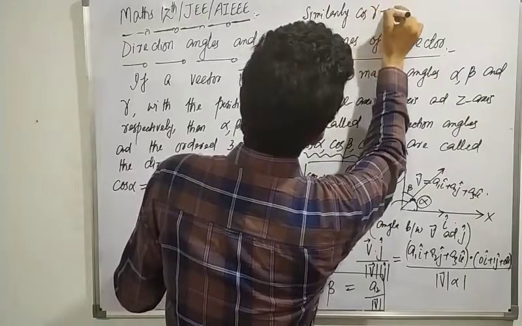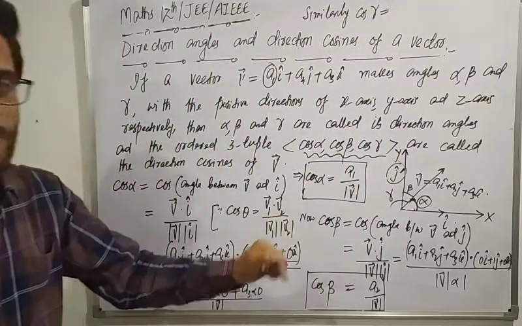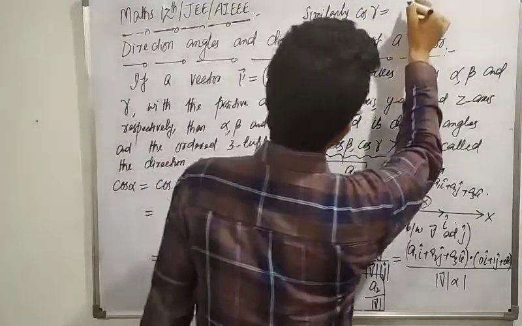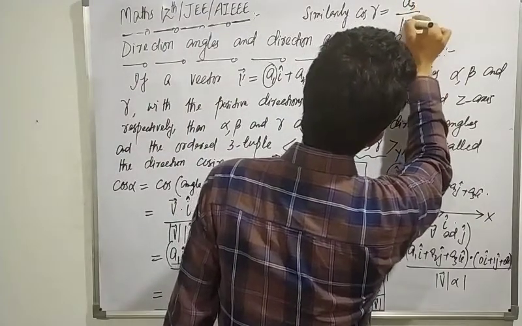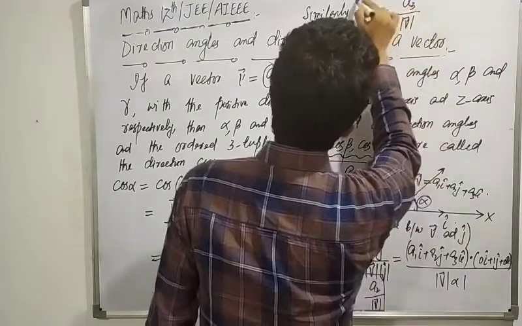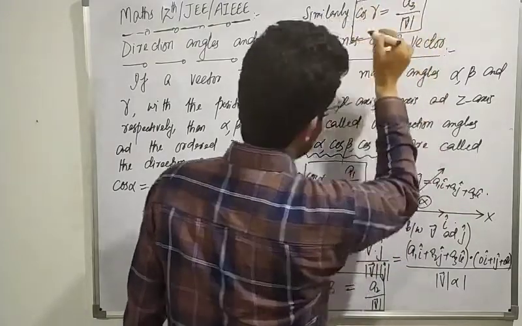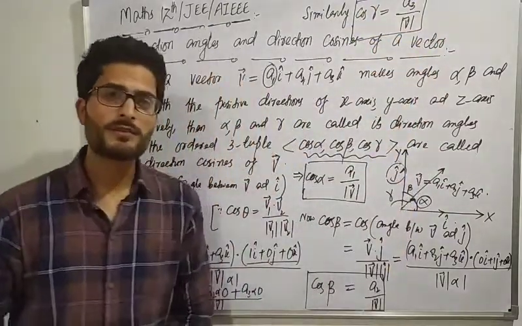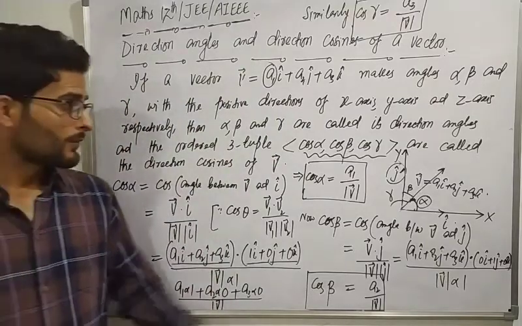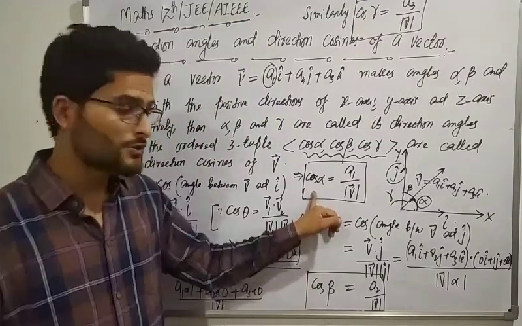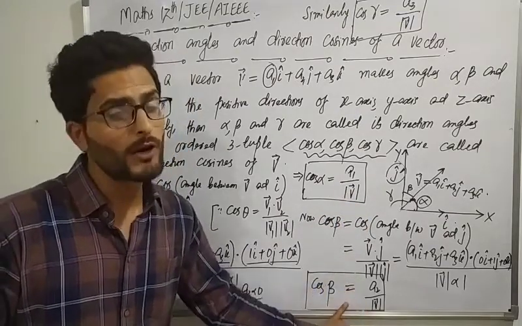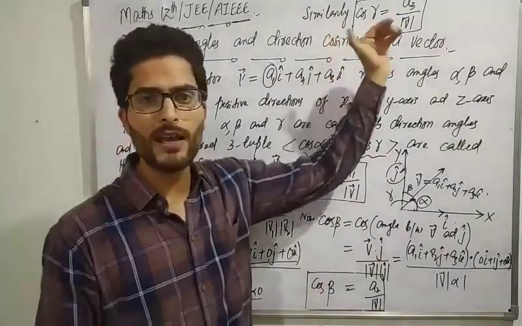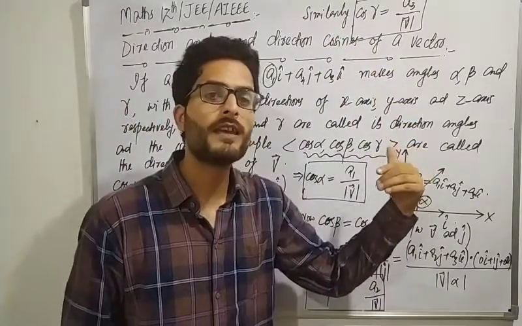So similarly, cos gamma, that is the third direction cosine of this vector v, is equal to the third scalar component a3 divided by magnitude of the vector v. So here we have all the three direction cosines of a vector v. Vector v के तीनों direction cosine जो cos alpha a1 by mod v के बराबर आया, cos beta a2 by mod v के बराबर आया, और cos gamma a3 divided by mod v के बराबर आ रहा है.